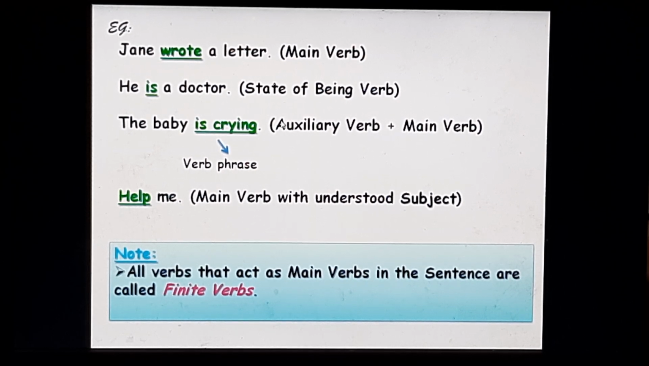The baby is crying. Is is an auxiliary verb. Crying is main verb. So it is a verb phrase. Help me. Help is a main verb with an understood subject. The subject you is hidden here. Now note, all verbs that act as main verbs in the sentences are called finite verbs. So all main verbs are called finite verbs.